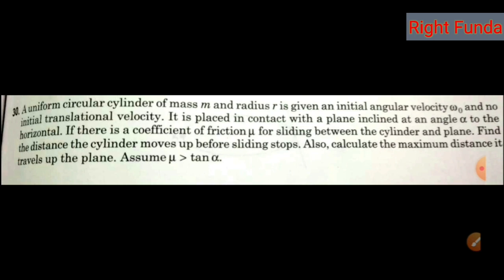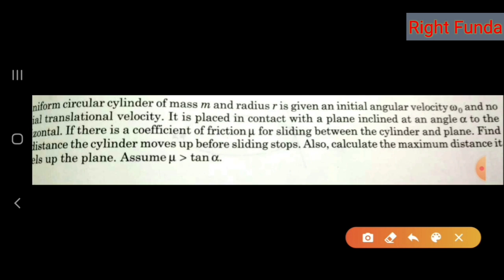So let's see what the keywords are and how to think about this problem. Then I will be solving the problem. First, there is a circular cylinder, and its radius is given. Initial angular velocity omega naught, but no translational velocity; only omega was given. It is placed in contact with an inclined plane at angle theta to the horizontal. There is a rough surface, with coefficient of friction mu for sliding between the cylinder and plane. Find the distance the cylinder moves up before sliding stops.